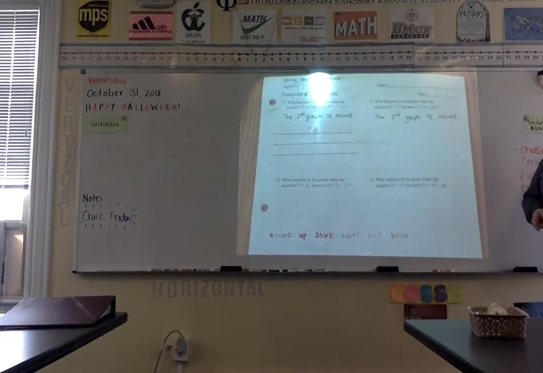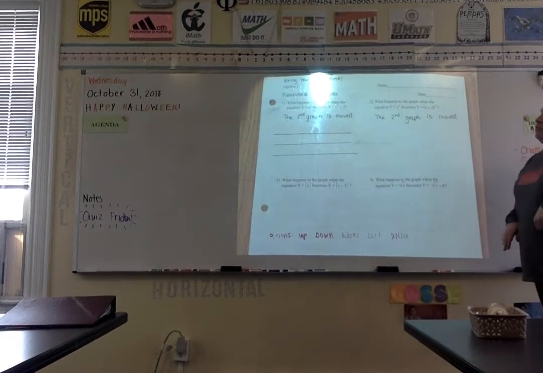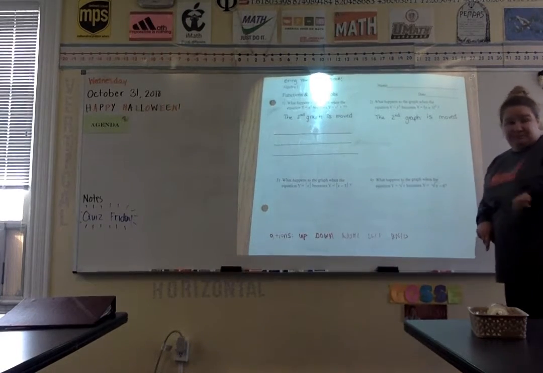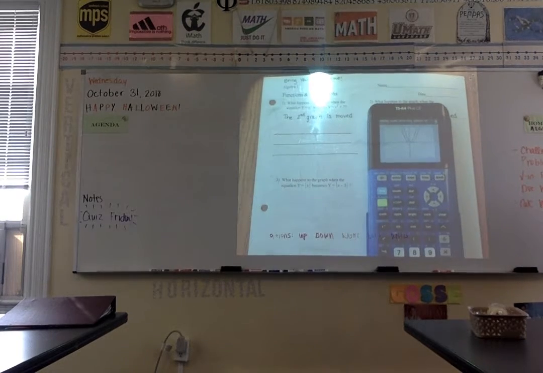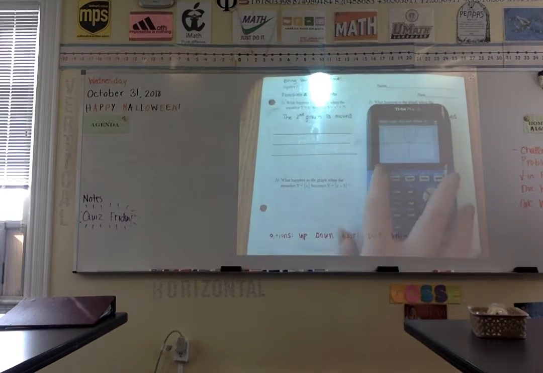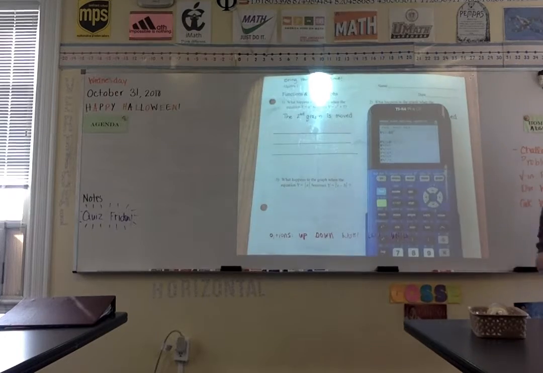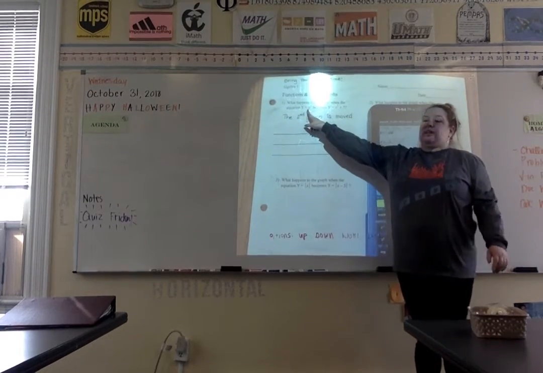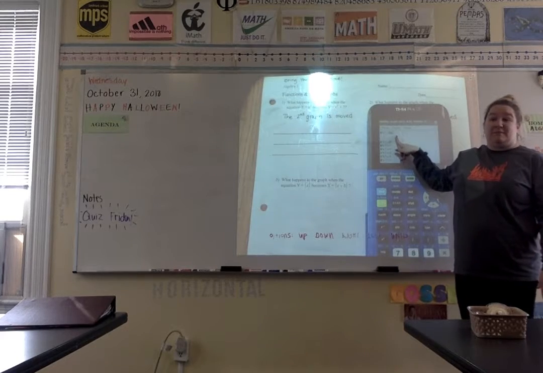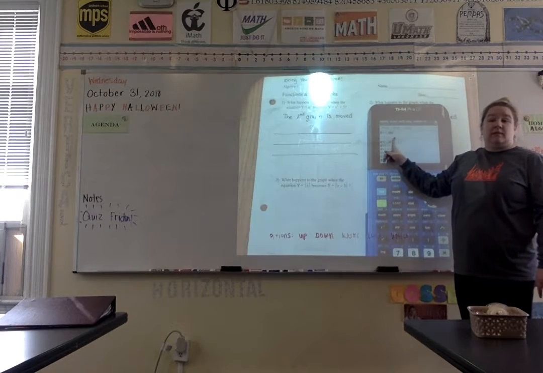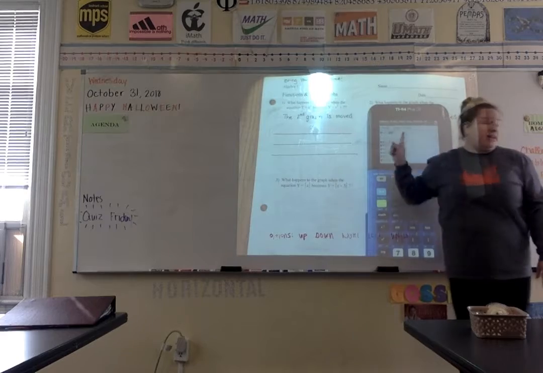So back at the top, we say, what happens to the graph when the equation y equals x squared becomes y equals x squared plus 7? So you're going to take your calculator. Should we clear this every time? Maybe. If you go to y equals, you see how this says y equals x squared? Do we want to change this one? No, keep this one the same for right now.